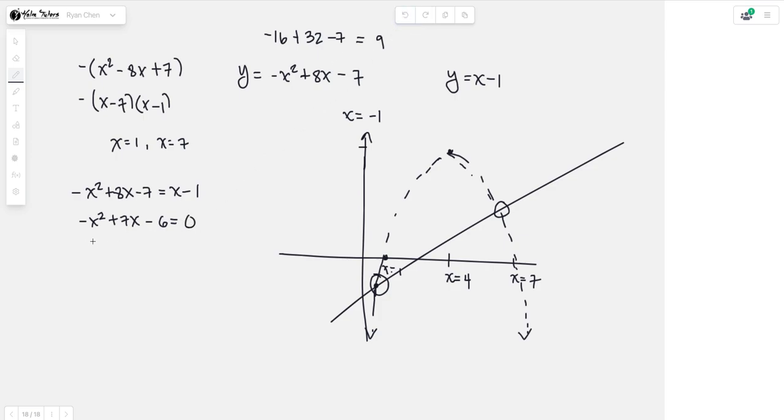Because this factors, and it's going to be x minus 6 times x minus 1, right? Wait, what? No. Oh, no, yes, sorry. Because we were to factor out a negative 1. And then that's minus and that's plus, so it works out. So equals 0, sorry. So x equals 1, x equals 6.